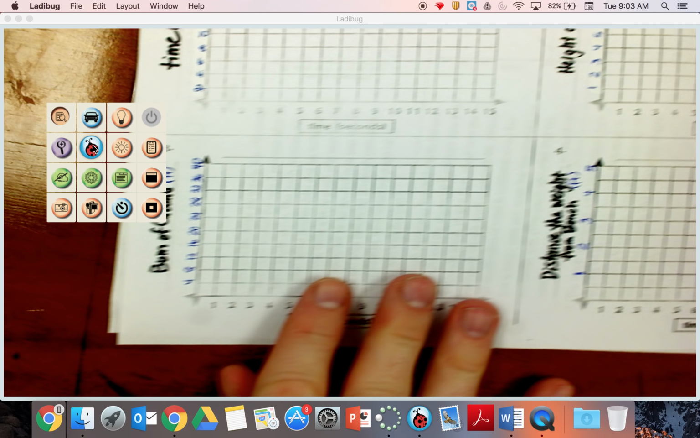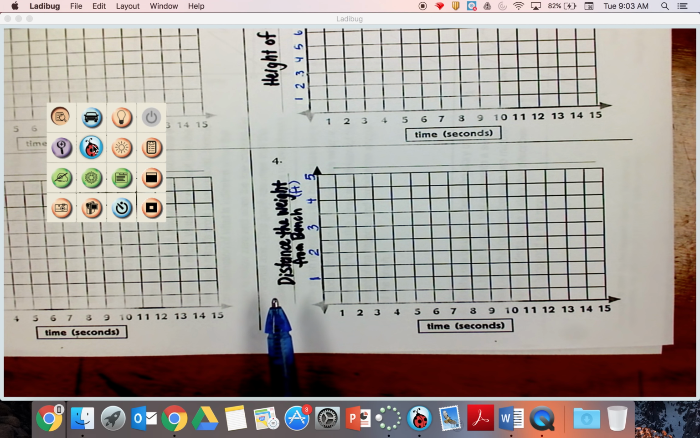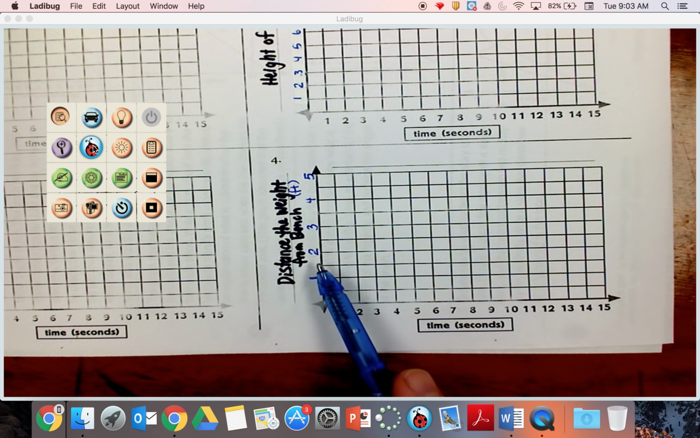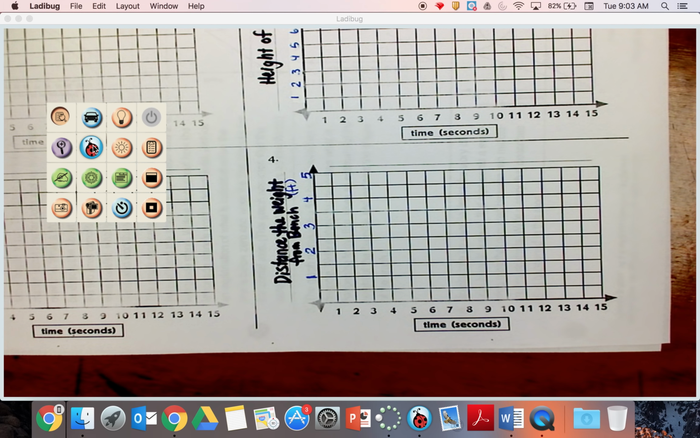and see if you can get it to where it can kind of fit in. The last one that you will look at is the distance of a weight from the bench. There's a guy that's bench pressing. He'll be bench pressing weight for 15 seconds. Notice that the scale here is going up by 1s, and it's skipping, so it goes all the way to 5. And they want to know where is the weight according to where the bench is in this video.